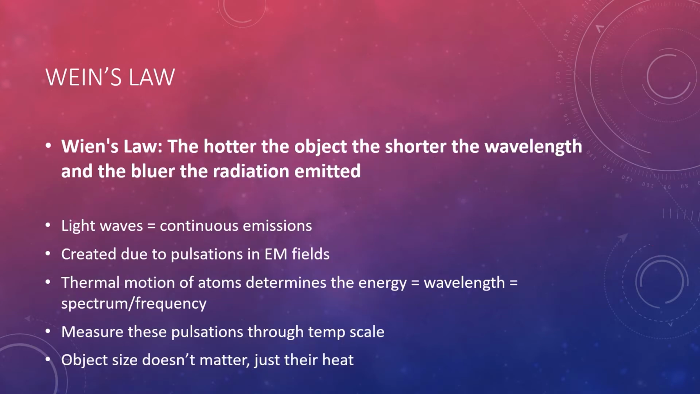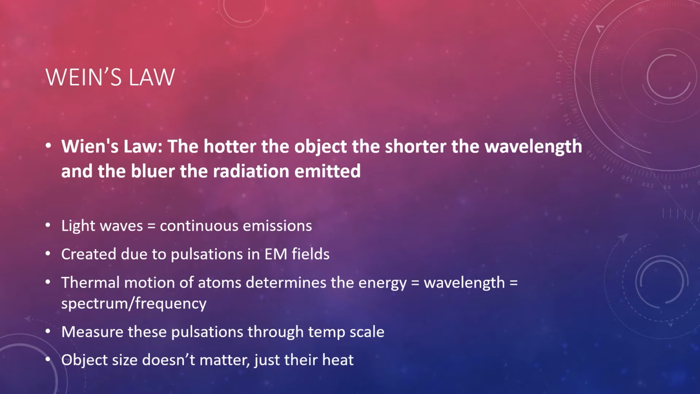Light waves are a continuous emission from their origins. They don't stop and go. It is something that continuously comes out. Our sun is continuously making light emissions. This is due to pulsations in electromagnetic fields, and thermal motion of atoms determines the energy or wavelength, which leads to its spectrum or frequency. And so this is where Wien's law comes in. The hotter the object, the shorter the wavelength, and the bluer the radiation emitted.